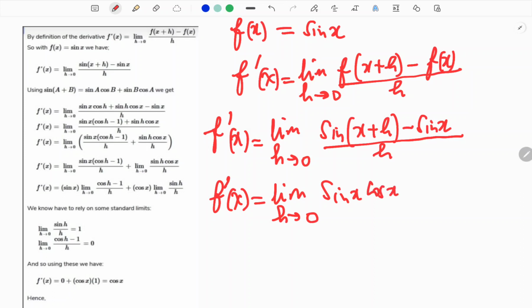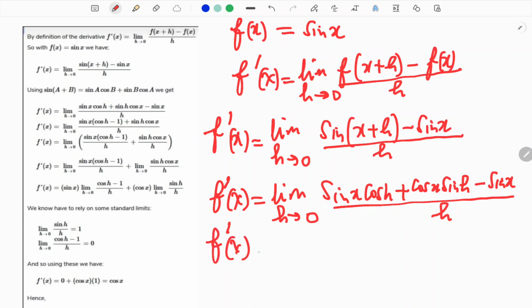Using compound angle formulae, the sine of x plus h is the sine of x cosine h, okay, so this one is cosine h, then you have plus cosine x, the sine of h, minus the sine of x, all over h. And this is actually f prime of x, which is exactly the same as what?